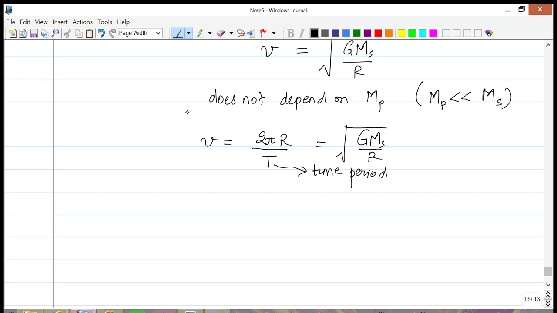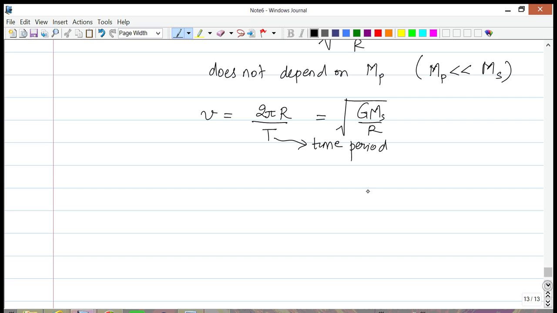Now understand, this is a very specific case. This is for a planet-star system, or a satellite-planet system. Now we can simplify this and square both sides, and we get 4 pi squared r squared over T squared equals G times M_s over r. What this ends up doing is it gives us a relation between the time period and the radius.